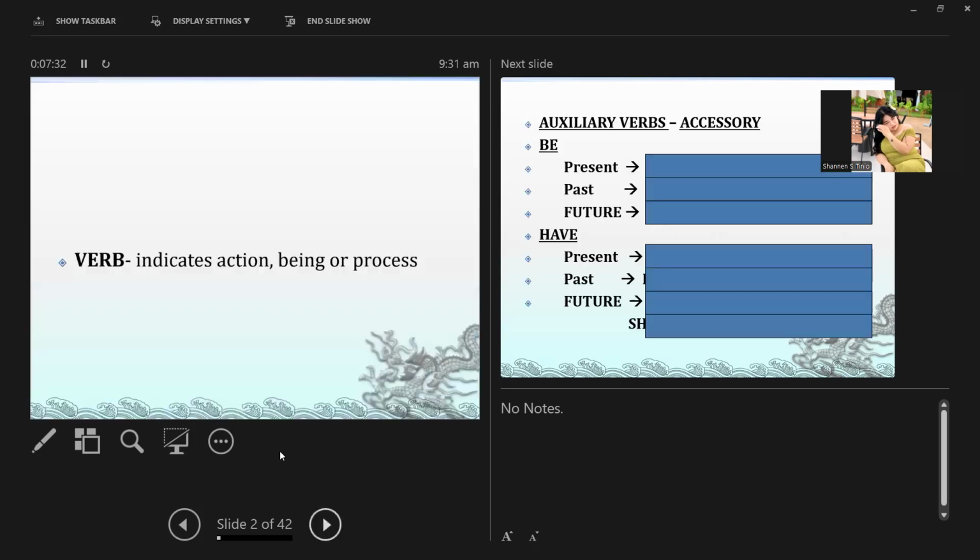Okay, we will start talking about verbs. Verbs are one of the most commonly used words in your sentences, right? Okay, so verbs are, who can recall? Action words. Okay, anything that you do, anything that you act upon is a verb.